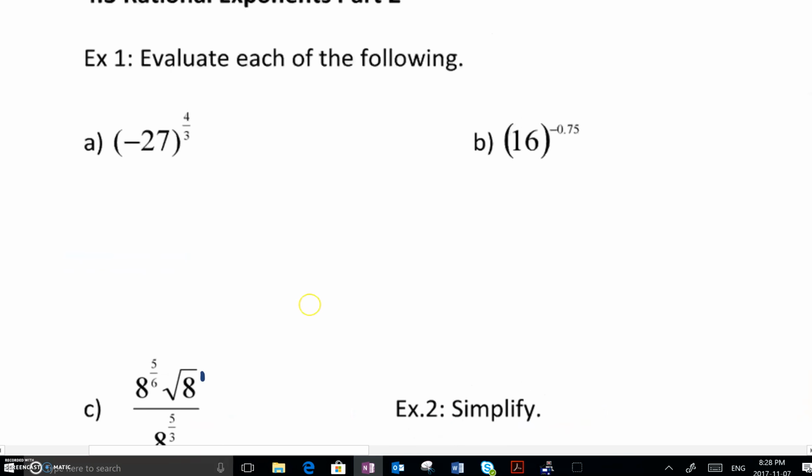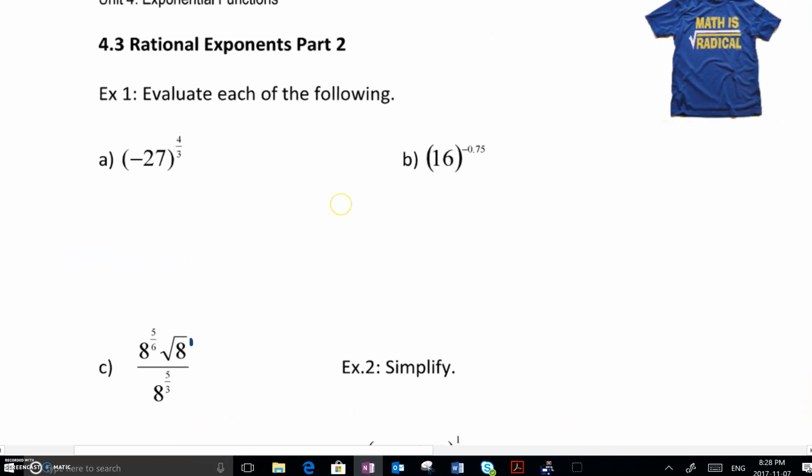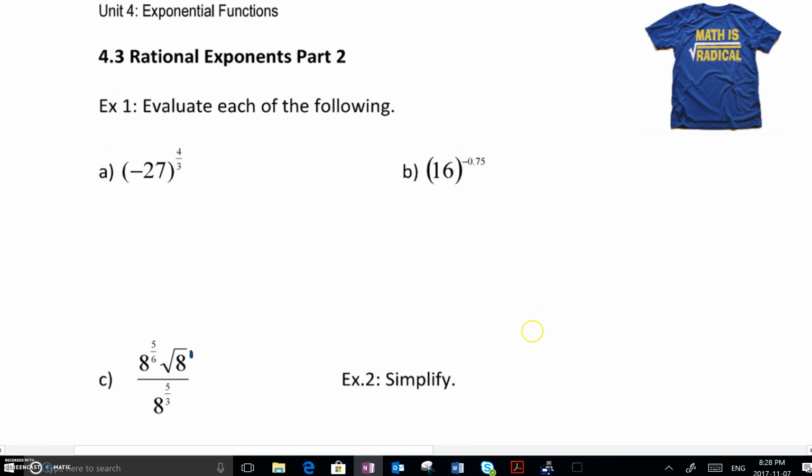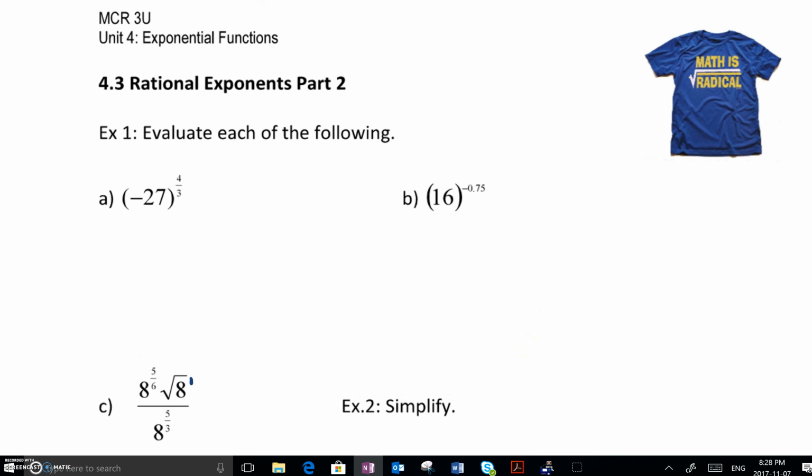Okay, so today we're going to be evaluating rational exponents again. Just thought that I'd keep that nice little t-shirt picture in the corner. And rational exponents, remember, are exponents that have fractions. So rational numbers are numbers that are basically fractions or decimals.